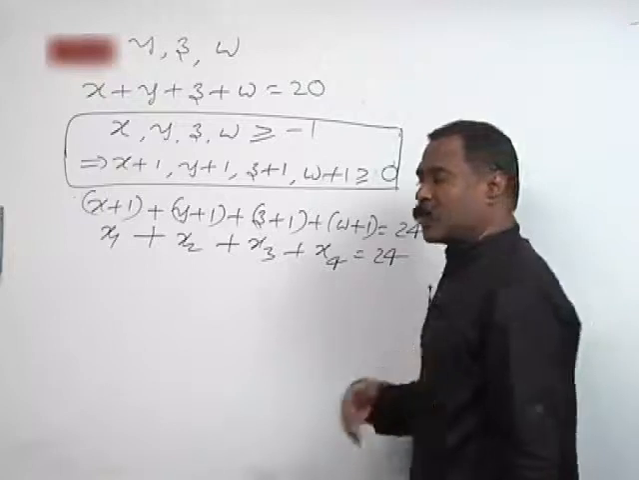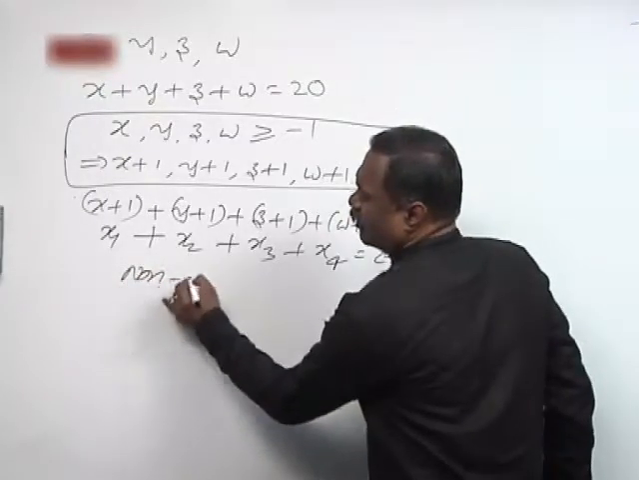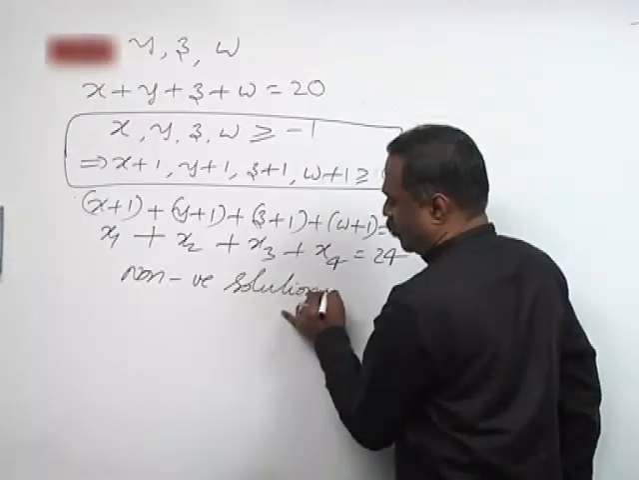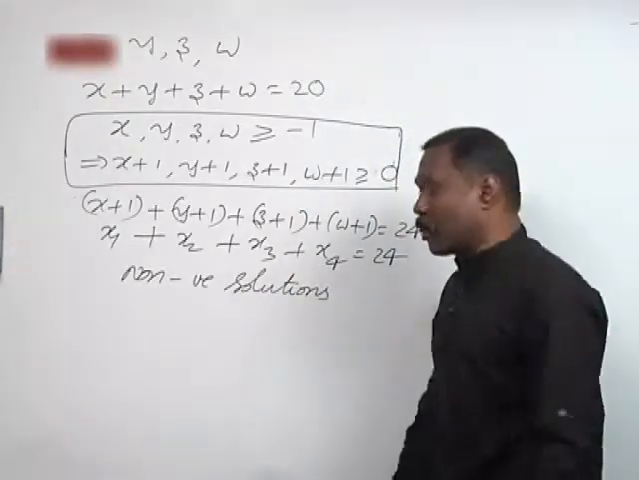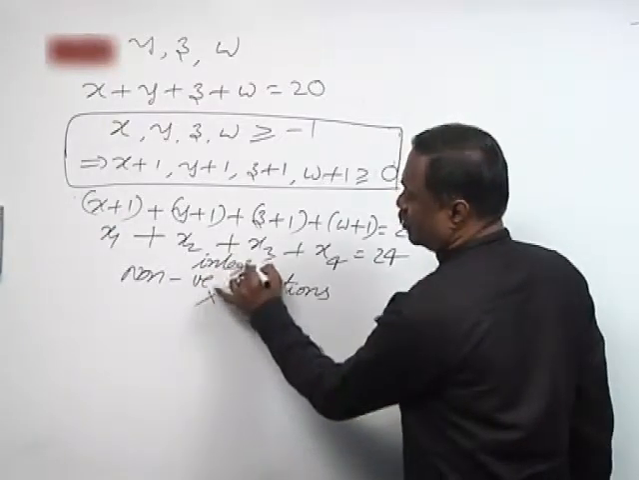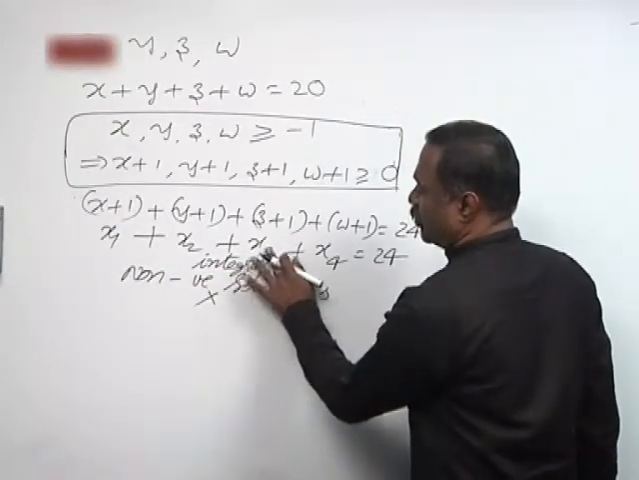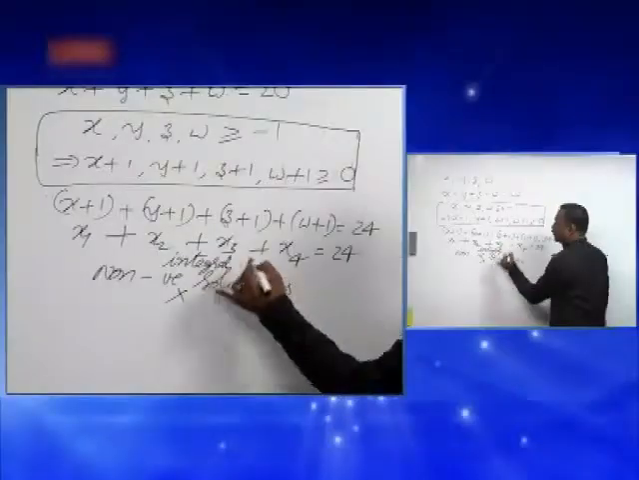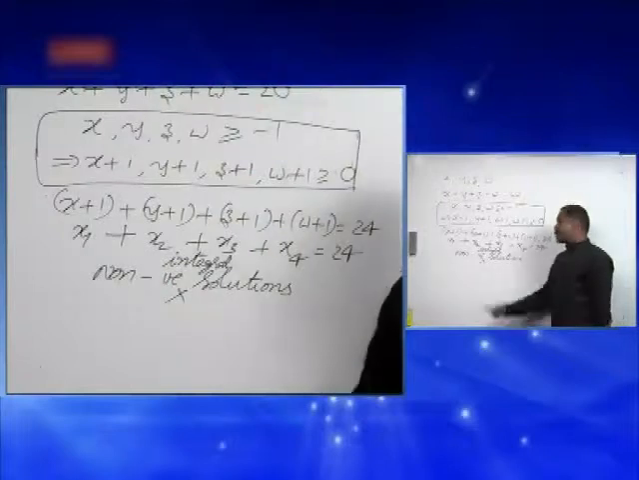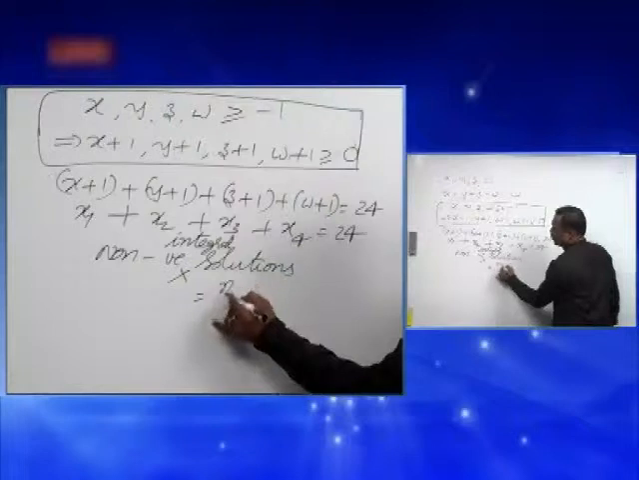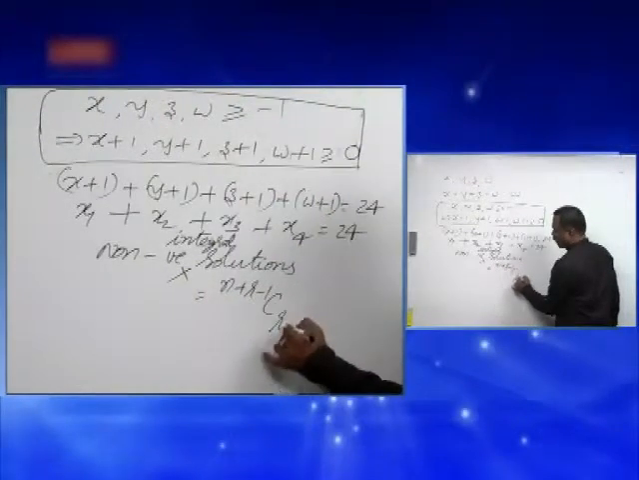What does it mean? Whether to write non-negative integral solutions or positive integral solutions. You can understand, non-negative integral solutions means it must start with 0. So it should be the formula n plus r minus 1 C r minus 1.